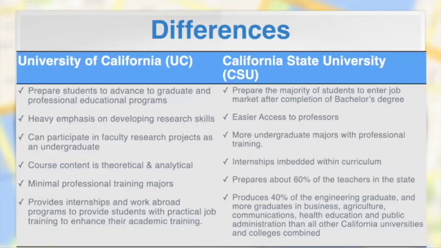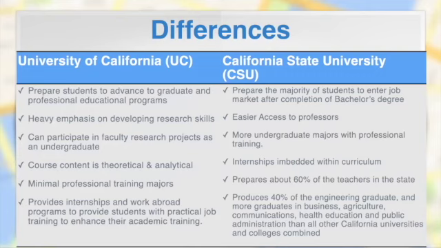While the Cal States have a tendency to prepare a majority of students to enter the job market right after completion of their bachelor's degree. There's a little easier access to professors overall. There are more undergraduate majors with professional training. Internships are actually embedded into their curriculum. And believe it or not, they prepare about 60% of the teachers in the state of California, which is pretty amazing. They produce about 40% of the engineering graduates and more graduates in business, agriculture, communications, health education, and public administration than any other California university and colleges combined.